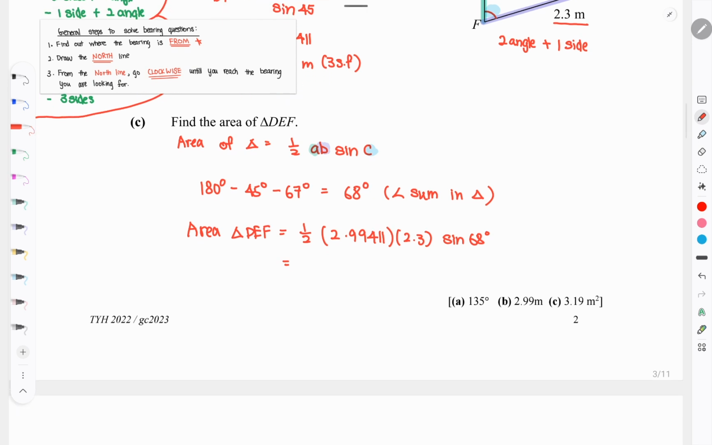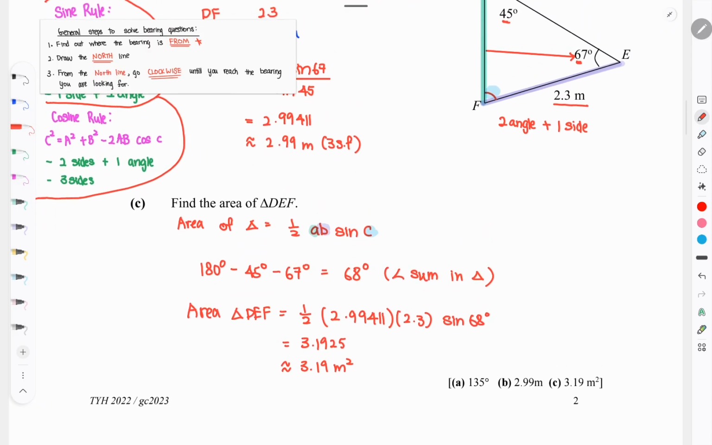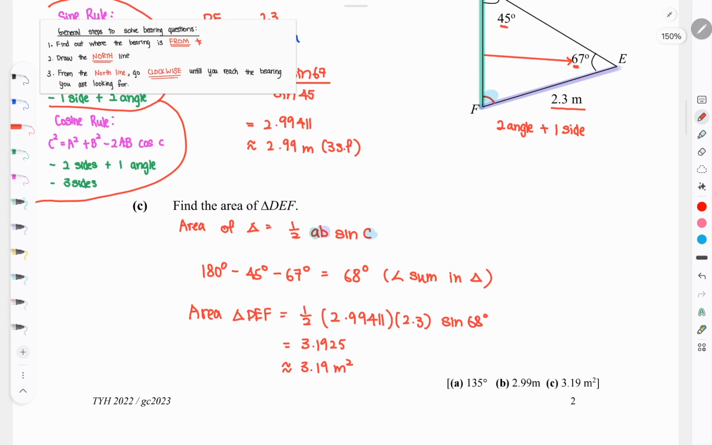Okay, this will give me a value of 3.1925. I round off to 3 significant figures, 3.19. And the unit is meter square. Okay. So just to help you color code it a little bit. Okay. So 2.994 is my green color line. My purple line is 2.3. And my angle is 68 degrees.